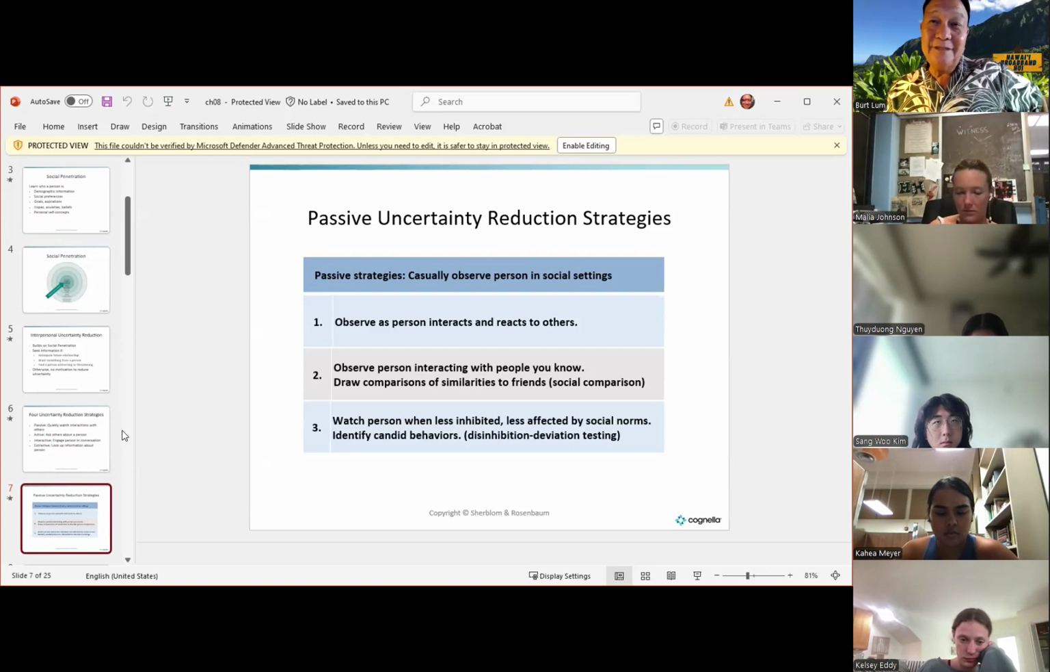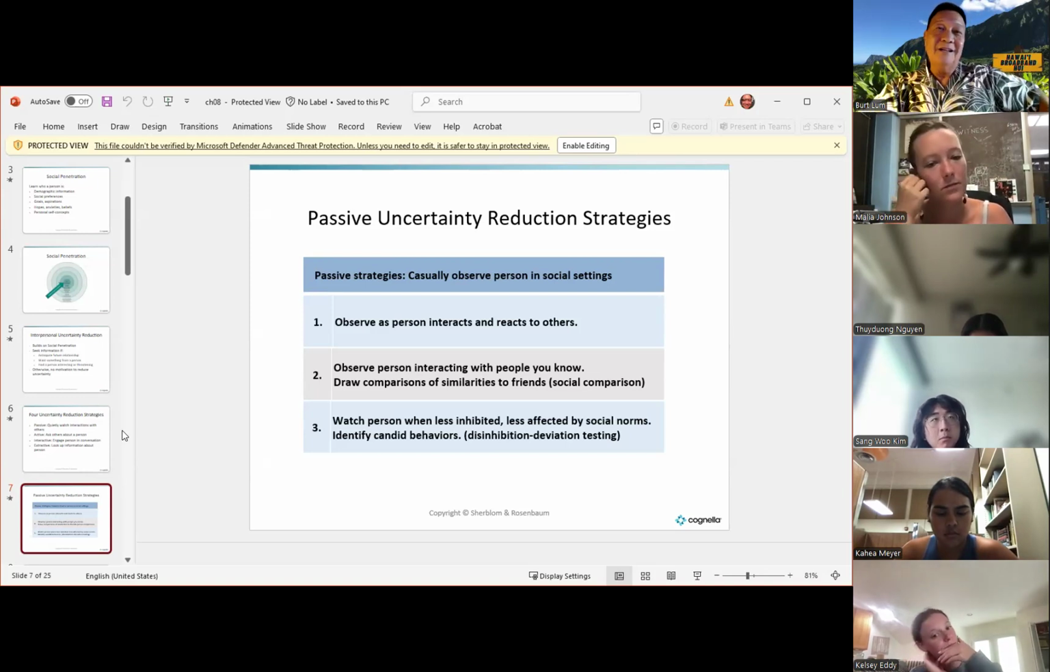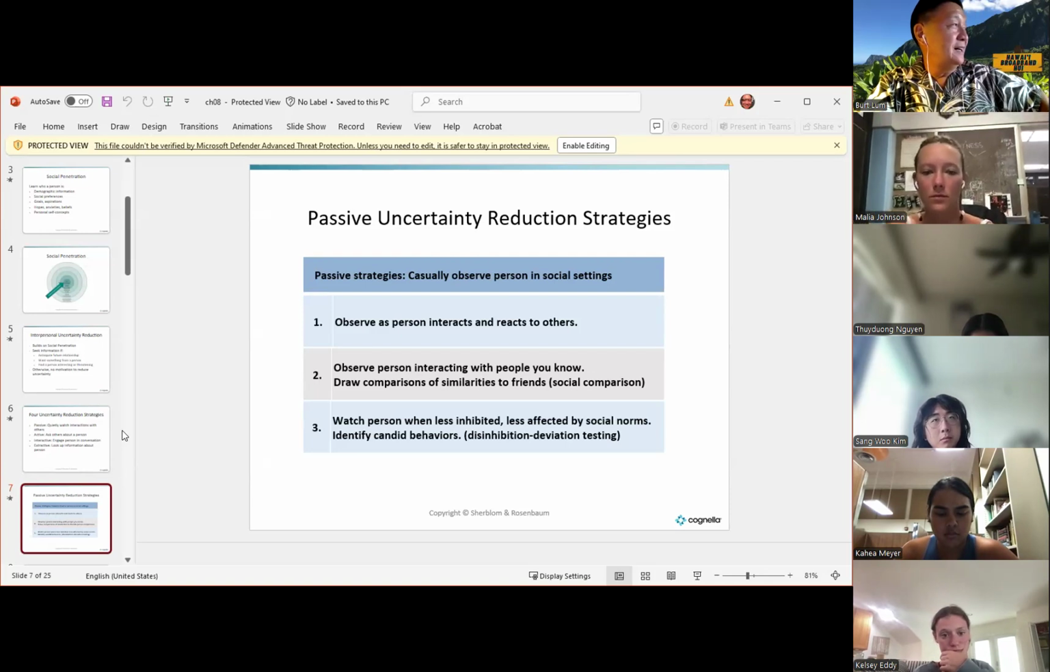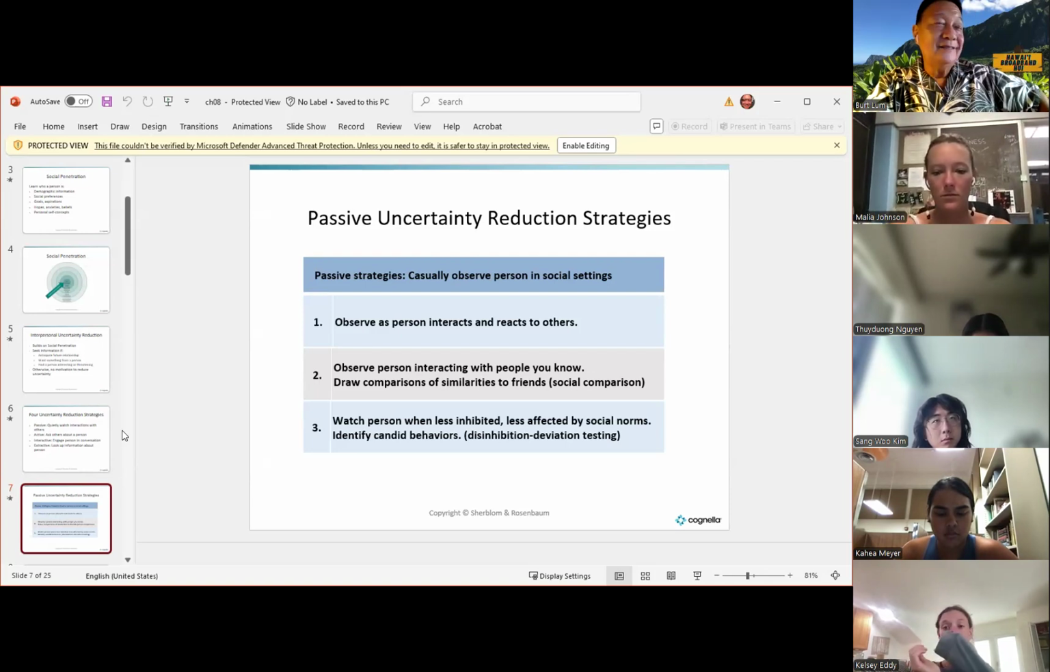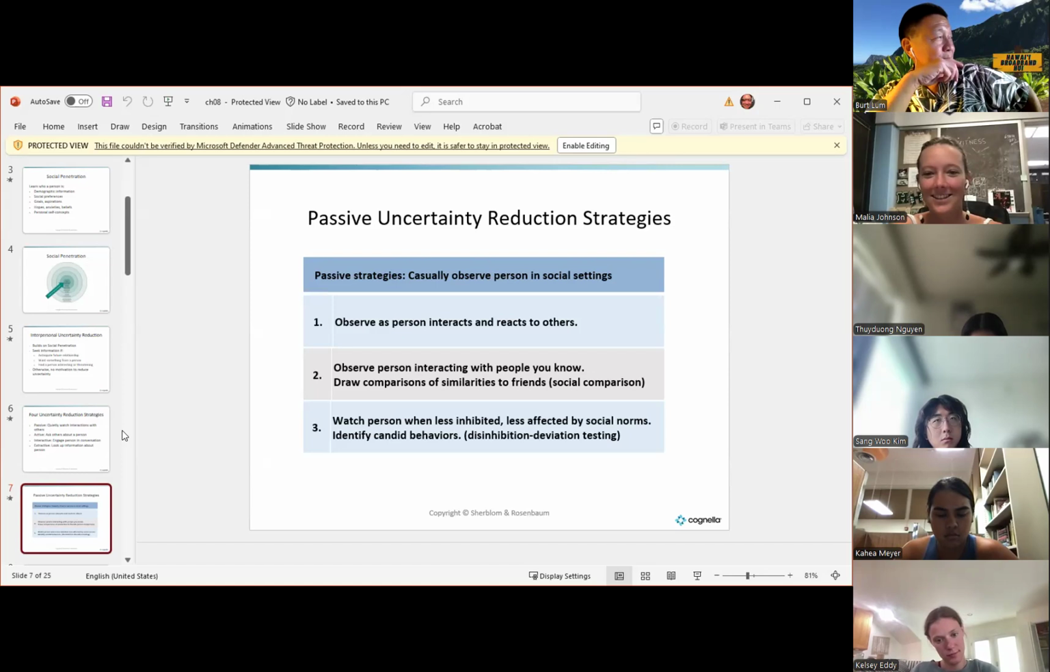So this could be like, if you go to a bar or something and you are having a drink, you may not be actively interacting, but you might be sort of watching. And as you watch, and as people drink more alcohol, they become less inhibited.